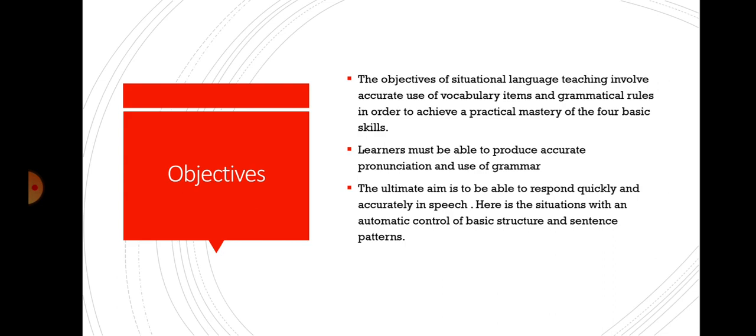Here learners must be able to produce accurate pronunciation and use of grammar. The ultimate aim is to be able to respond quickly and accurately in speech, here in situations, with an automatic control of basic structures and sentence patterns. So it is all about the objectives of situational language teaching.